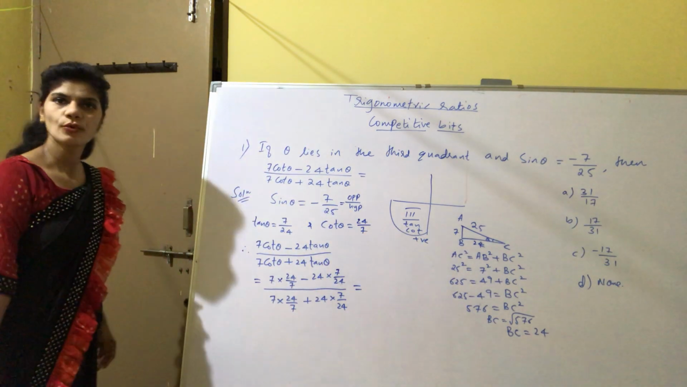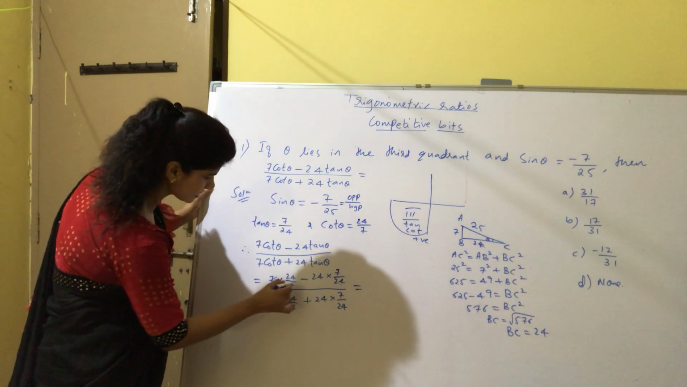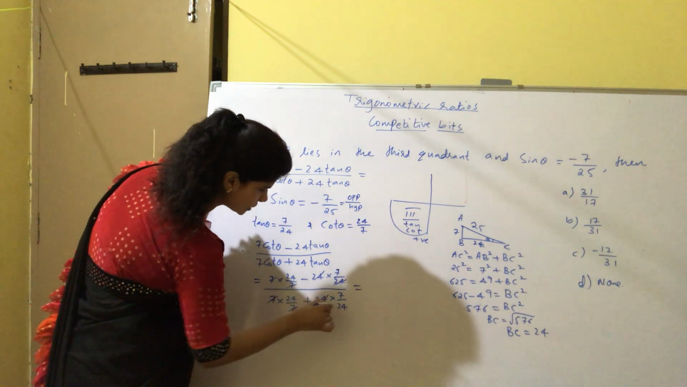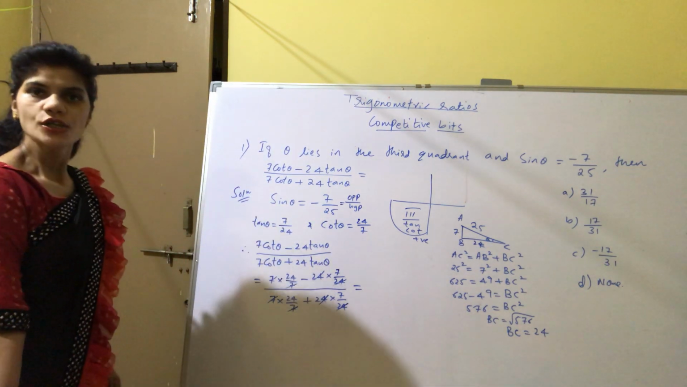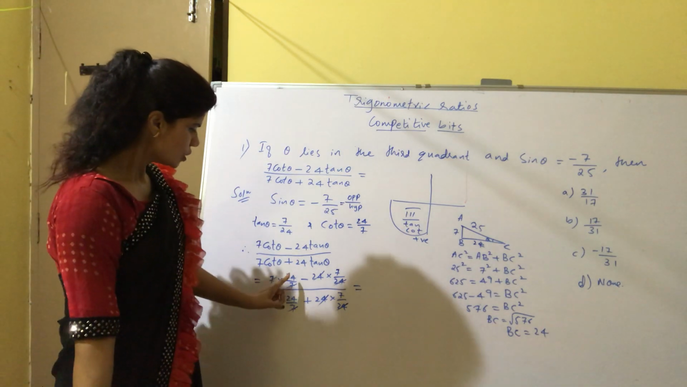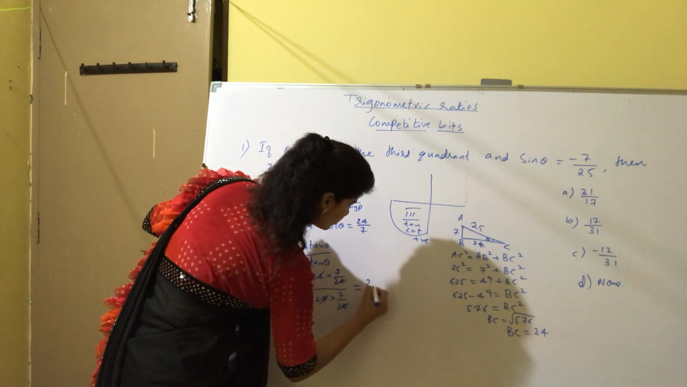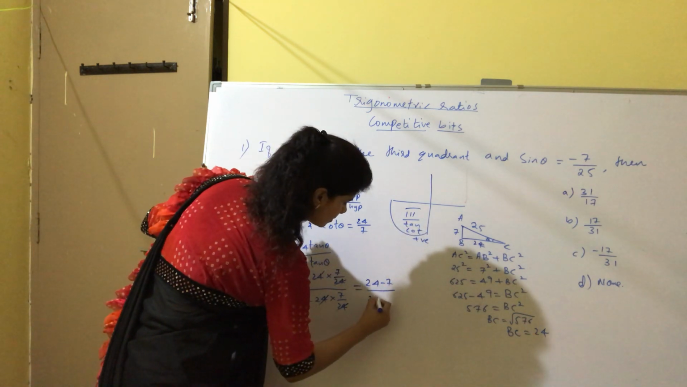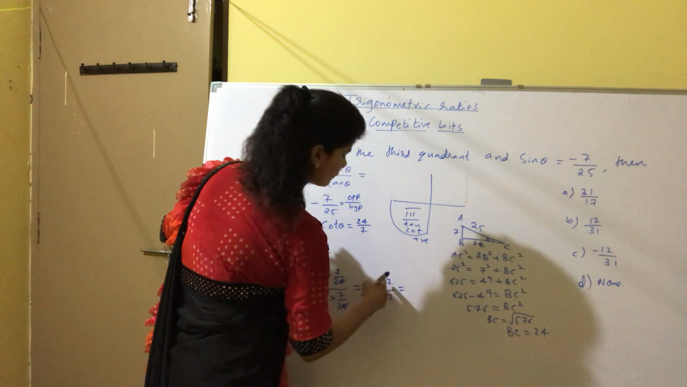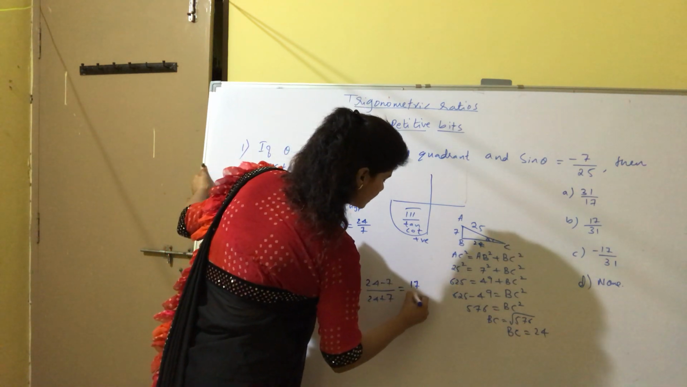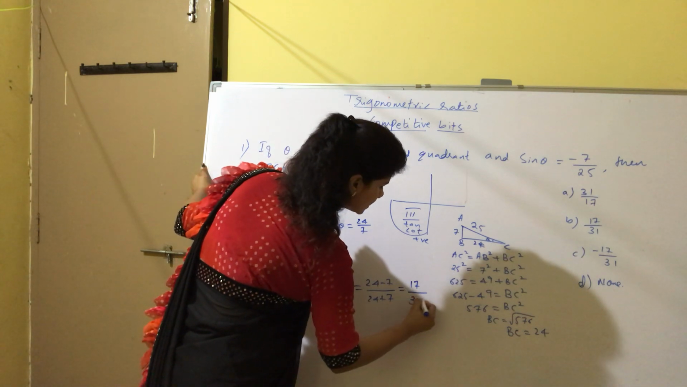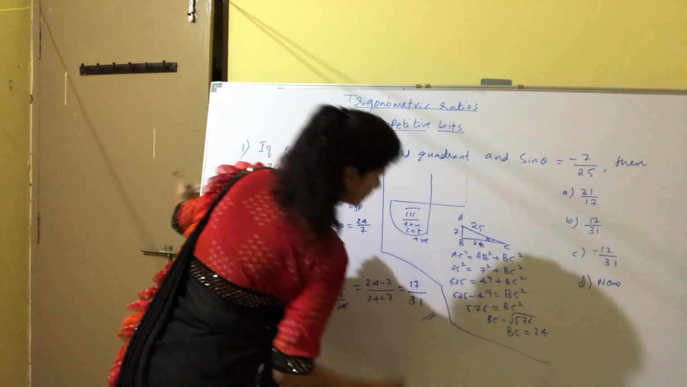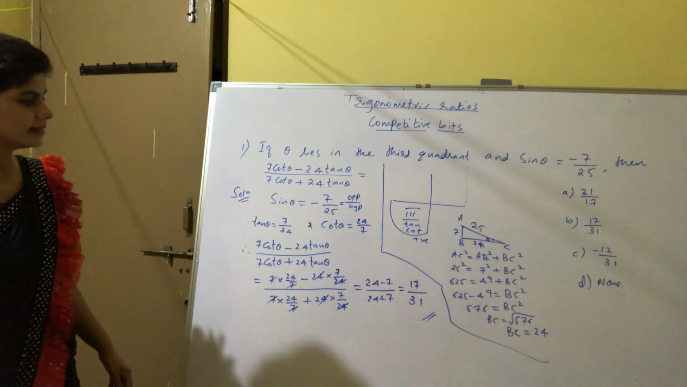Okay. So now what you see is here 7 cancels with 7, 24 cancels with 24. Here also 7 and 7, 24, 24 cancel. So we are left over with above 24 minus 7, whereas below 24 plus 7. So 24 minus 7 is 17, 24 plus 7 is 31. 17 by 31 is your answer. So answer is 17 by 31.